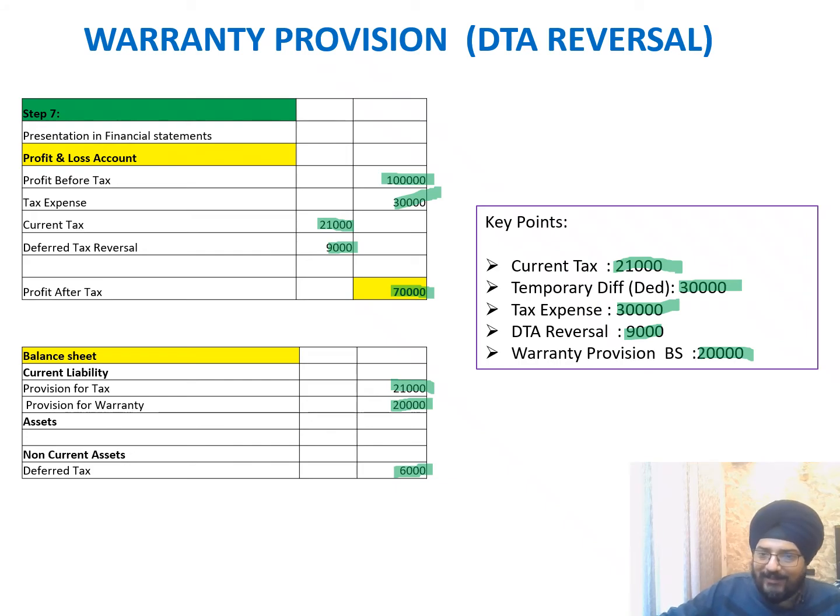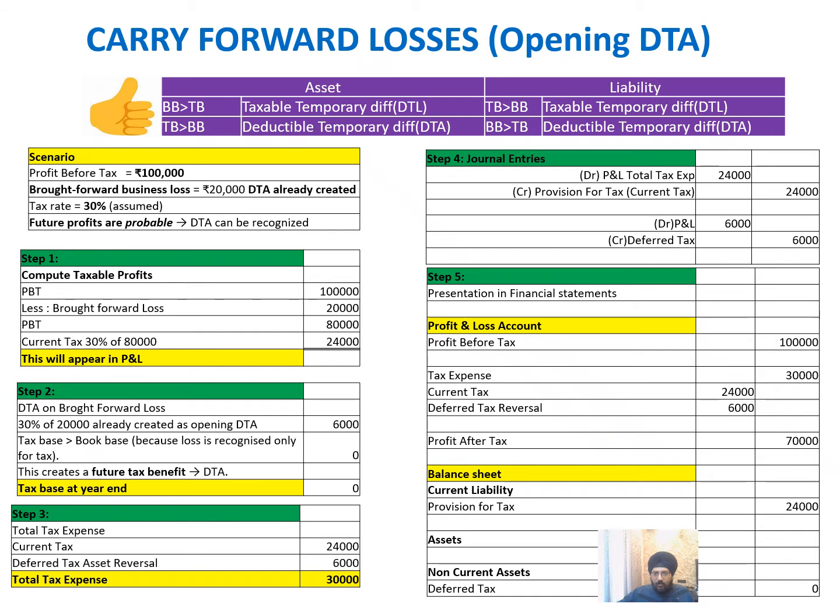So we'll go to the next slide and look at the treatment of carry forward of losses when we already have an opening DTA. Now we'll look at an example wherein we have unabsorbed or carry forward losses from the last year, but we also have the opening DTA created. We know that we can only recognize the DTA if we have the probability that we are going to have profit. So because we already have the profit, in the last year when the assessment was done, the DTA got created on the losses that were there in my last financial year.